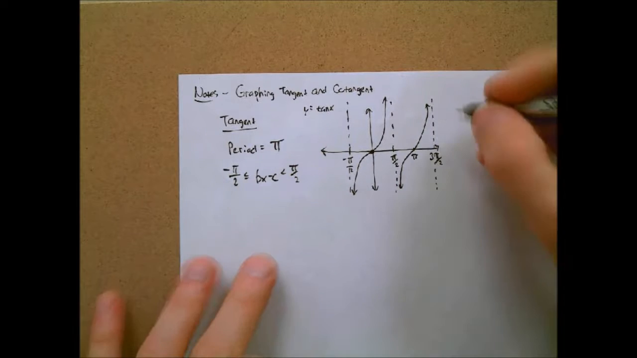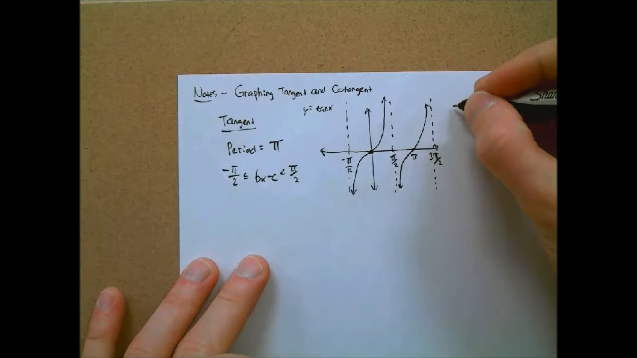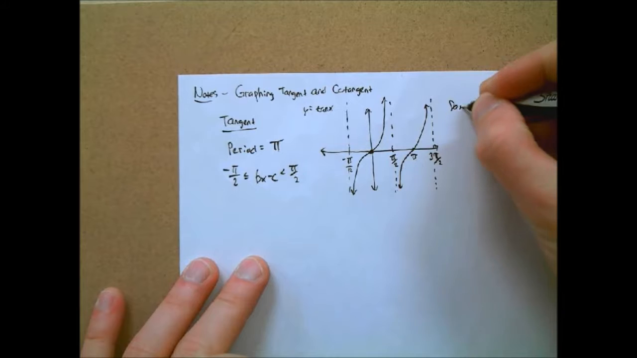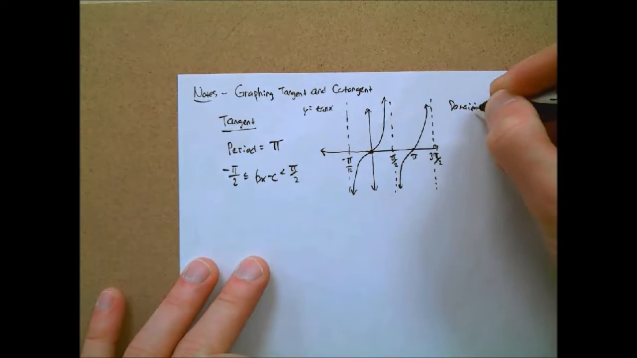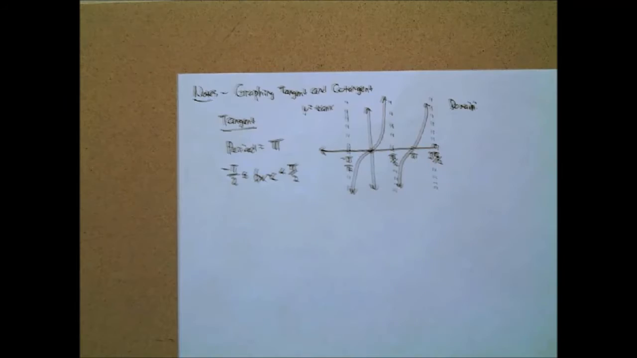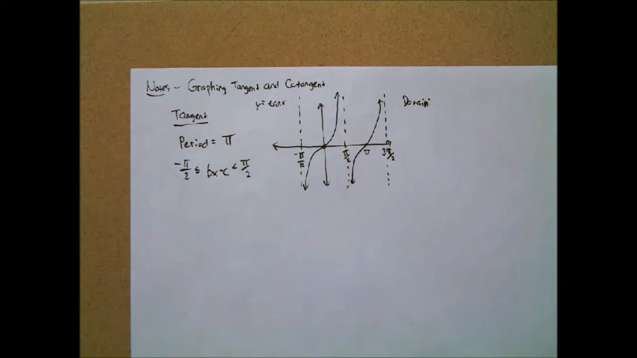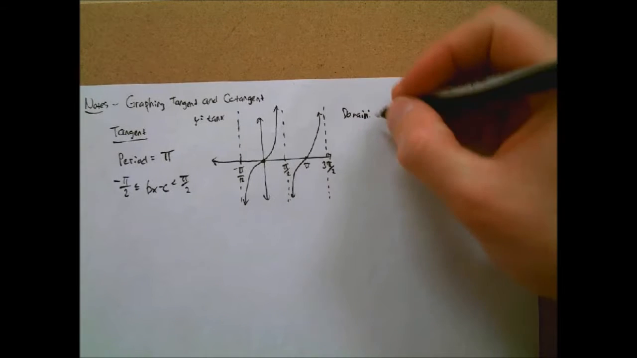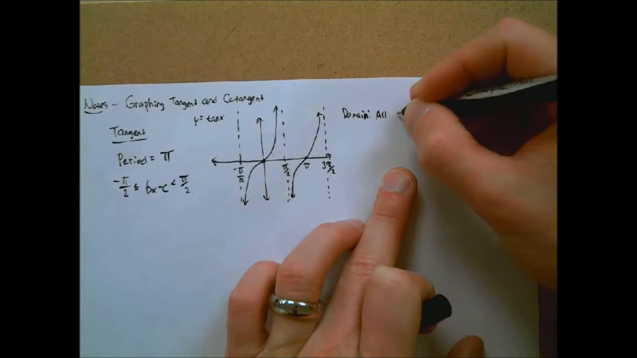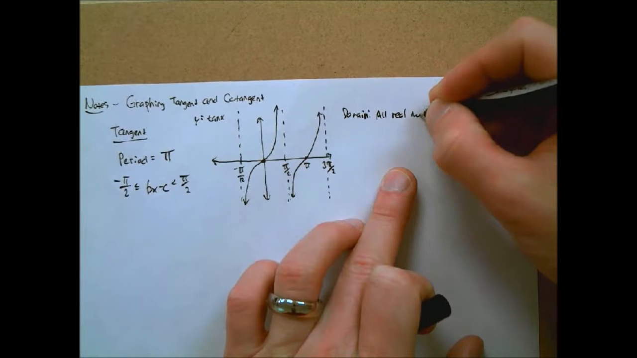Now that we have an idea about what the graph is going to be, how would we describe the domain? Is the domain going to be all real numbers like sine and cosine? No, it's not, okay? So again, in this case, we're going to start out by saying all real numbers.